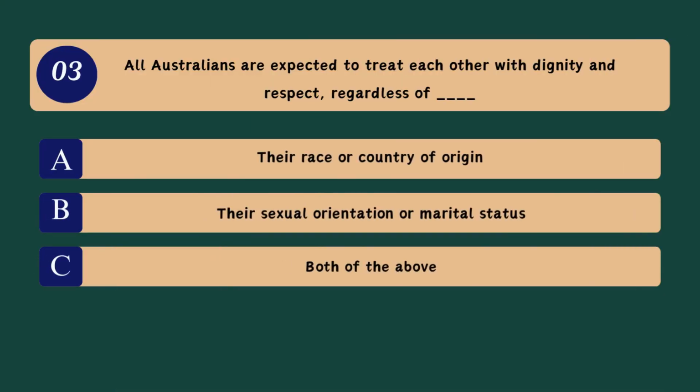Question 3. All Australians are expected to treat each other with dignity and respect, regardless of A. Their race or country of origin, B. Their sexual orientation or marital status, C. Both of the above.